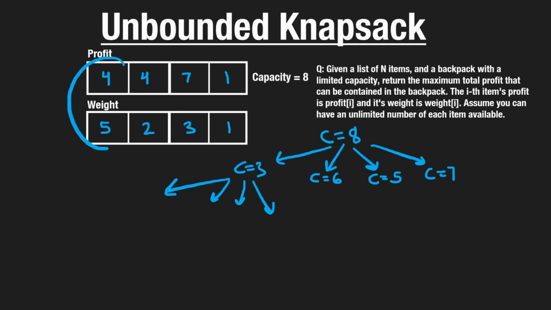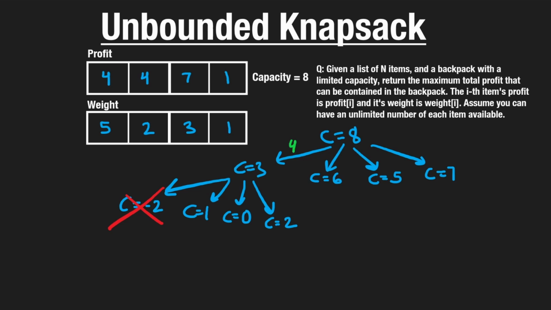So if we chose the first item, once again, we would get a negative capacity of -2 essentially. And we know this is invalid, so we would stop going down the tree at this point. We could choose the second item, which would leave us with a capacity of 1. We could choose the third item, which would leave us with a capacity of 0. And we could choose the fourth item, which would leave us with a capacity of 2. And for each of these, we would do the exact same thing, keeping track of the total profit.